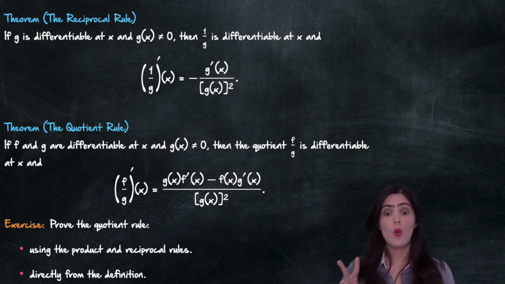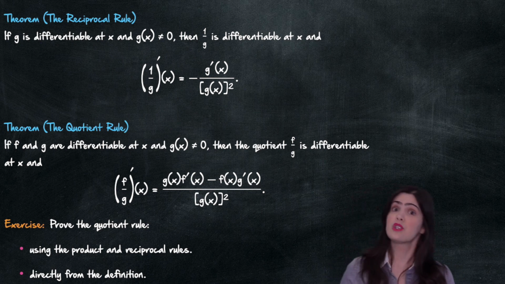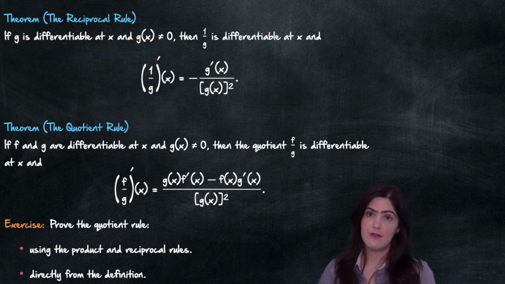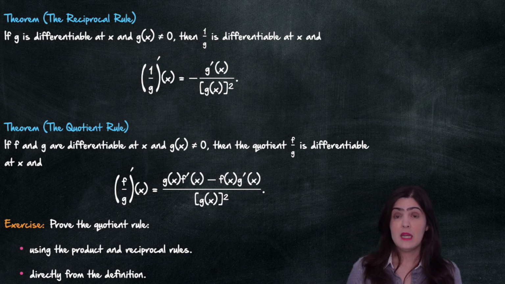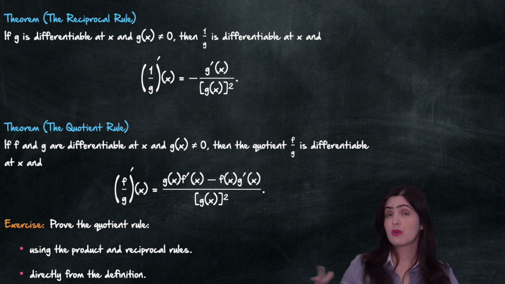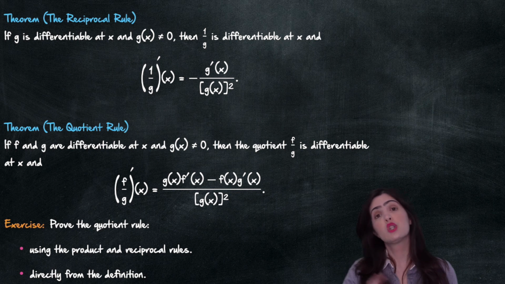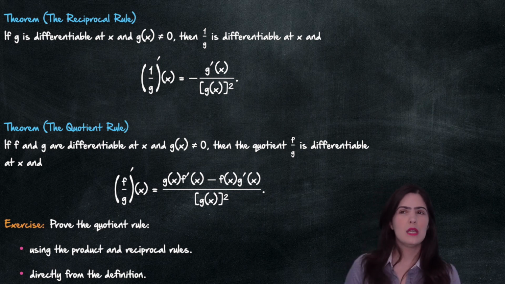So I'll give the proof of these two for you as an exercise, and for the quotient rule you can do it in two ways. You can use the product rule and the reciprocal rule, or you can just prove the quotient rule directly from the definition. In my opinion, it's a worthwhile exercise to do both. First, use the definition to prove the reciprocal rule, and then for the quotient rule, do the two different proofs to see how they differ and see what you can learn from them.